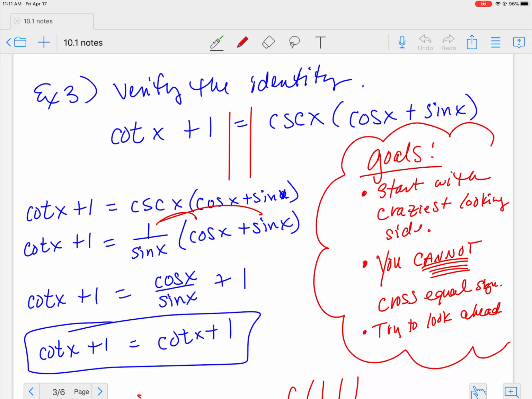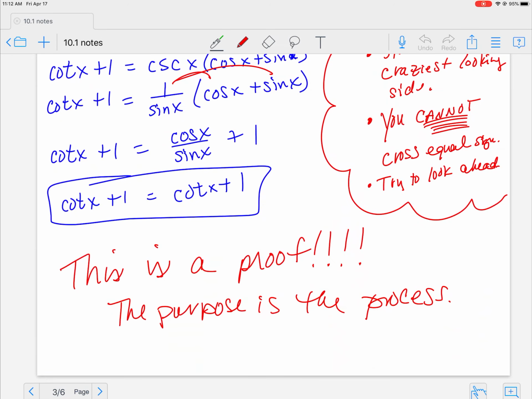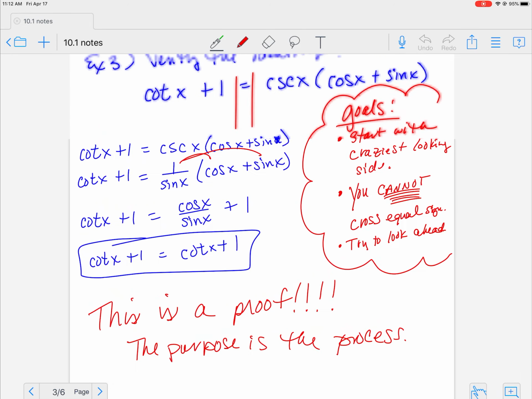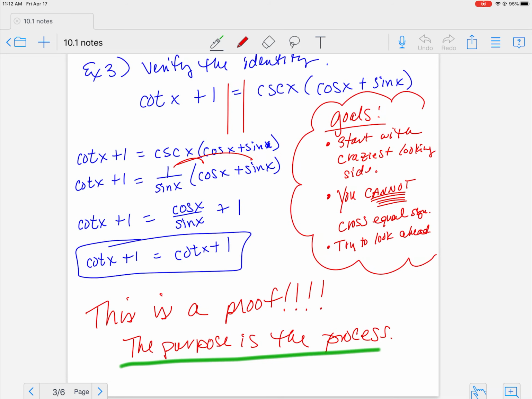Sometimes you work both sides. Sometimes you just work one, right? So however that works, you just cannot cross over the equal sign. Our whole goal here is to manipulate your trig so that both sides are equal. That's our goal. Oh, good. See, look at that. Every once in a while I come up with something good. The purpose is the process. This is a proof. I'm just saying this side equals the other side, and I'm proving how that is true. It's just the process.